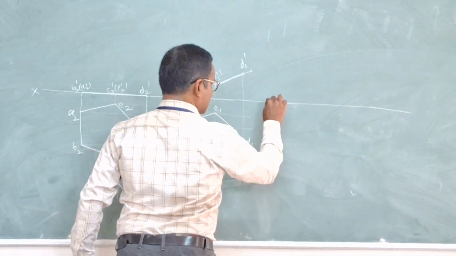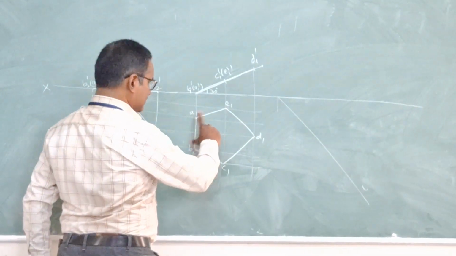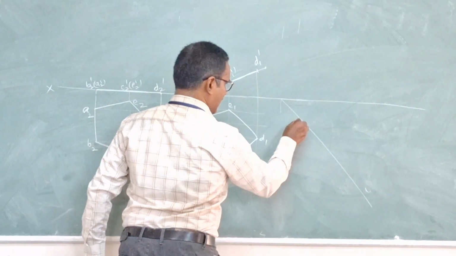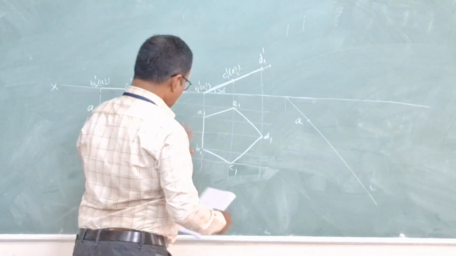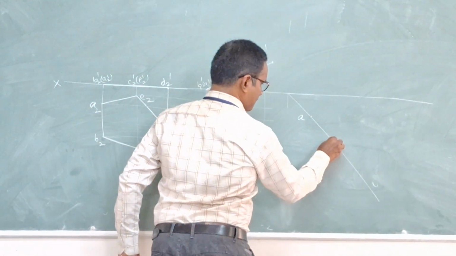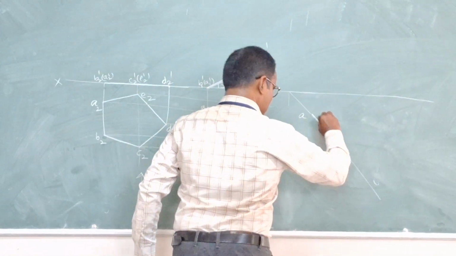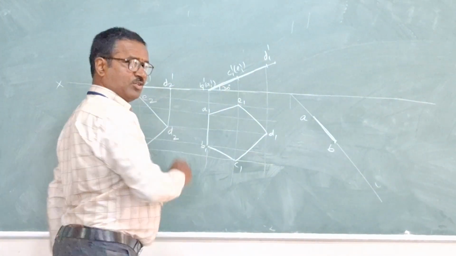Now I need to make 60 degrees. This is the 60 degrees. Now I have shifted this A1 to this. This is A, and I will take this distance, 25, the same thing. Now this one is one side of the pentagon.